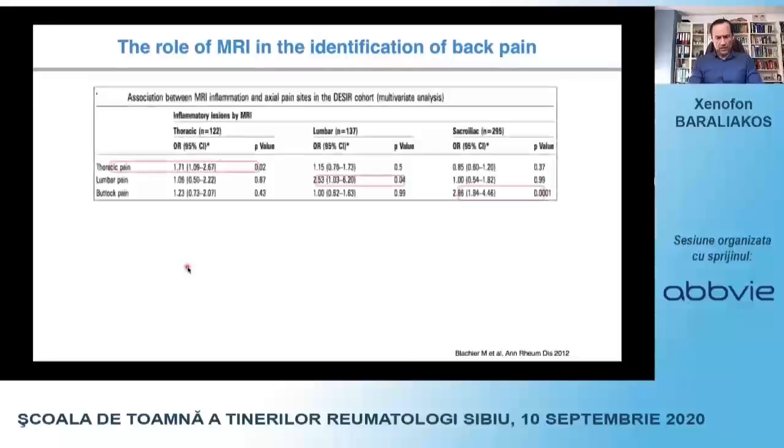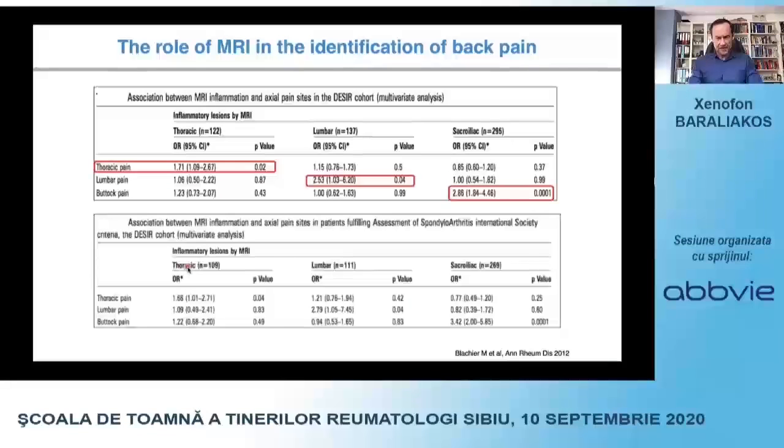Now, when we talk about MRIs in back pain and inflammatory back pain, I like to quote this study that showed in the DESIR cohort of all patients with back pain, or especially in those who fulfill the ASAS classification criteria, that exactly there where I have the pain, I will also have a significant association with where the inflammation is. This means if the patient complains, let's start in the bottom. If the patient complains about buttock pain, then most probably the sacroiliac joints will have sacroiliac joint inflammation.